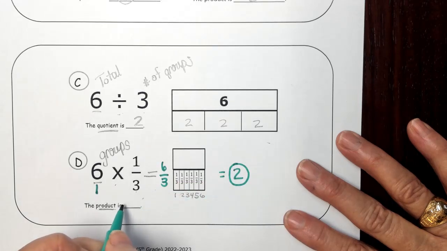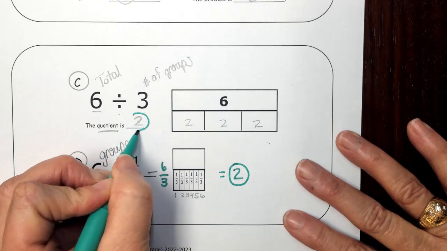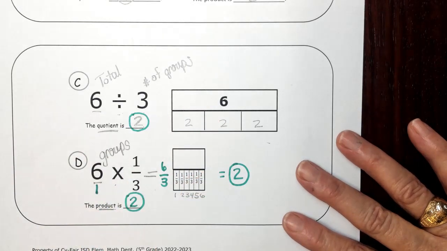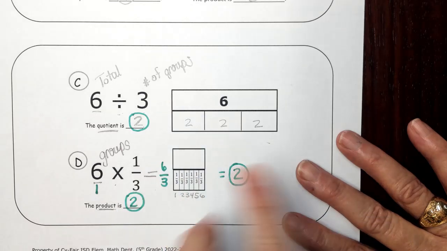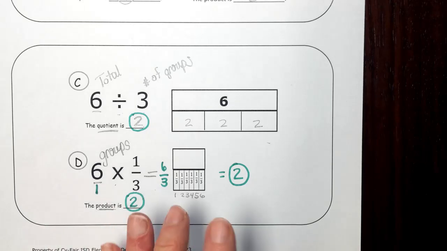So when we get our product, what is our answer? 2. When we get our quotient, what is it? 2. But are our pictures the same? No. Our pictures are different. So we're able to get the same answer, but we're modeling totally different pieces, right? One more thing. Turn over to the back.